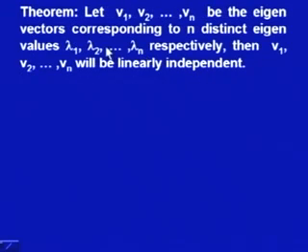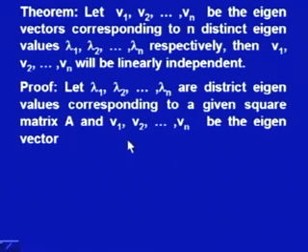There is one more result. It states that if V1, V2, Vn are the eigenvectors corresponding to n distinct eigenvalues lambda 1, lambda 2, lambda n respectively, then V1, V2, Vn will be linearly independent. So, if V1 is an eigenvector corresponding to lambda 1, V2 is an eigenvector corresponding to lambda 2, and Vn is the eigenvector corresponding to lambda n, then these vectors are linearly independent if these eigenvalues are distinct. So, this is the theorem. Let us prove this result.